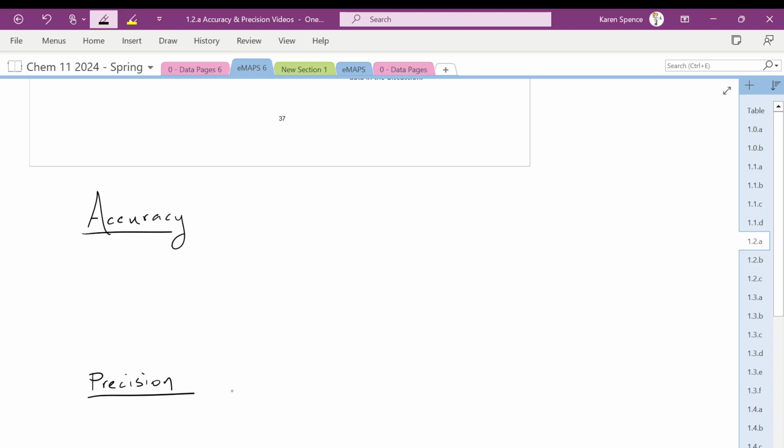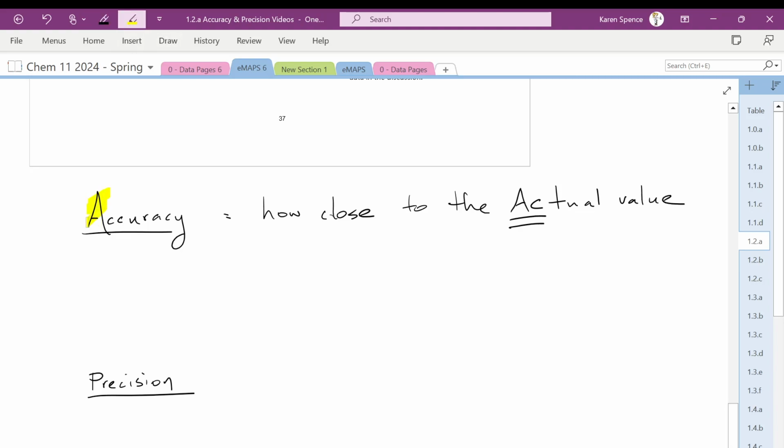Okay. Anyone want to tell me what accuracy is? Yes, Rajan. Yeah, how close you are to the actual value. Isn't it nice that accurate and actual both start with ac? Okay. How close to the actual value? So we have an ac and we have an ac.